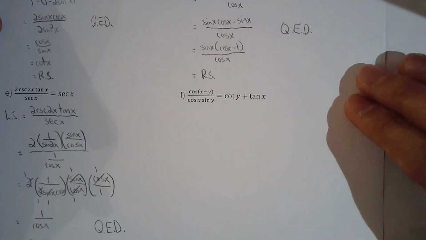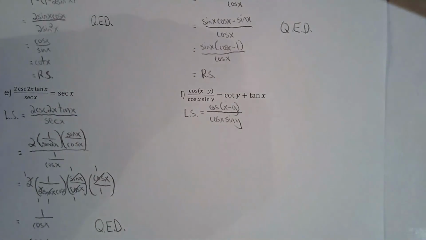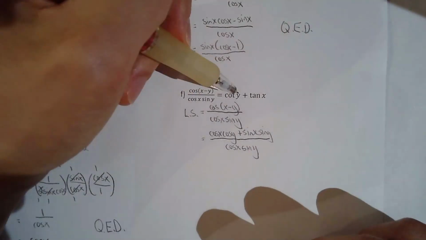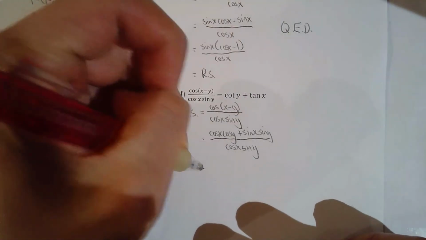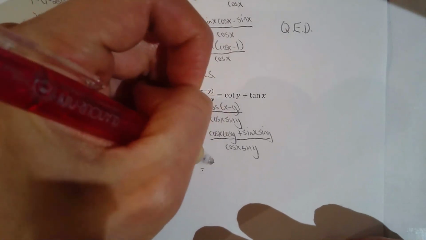Alright, one more to go. So when I take a look at this, I'm definitely working with the left side. Cos of x minus y over cos x sine y. Alright, the numerator, right away I see the subtraction formula for cosine. And the right side, I see two terms. So I need to create two terms from what I have right here. So basically I can see one fraction, I'll break it apart as two fractions.